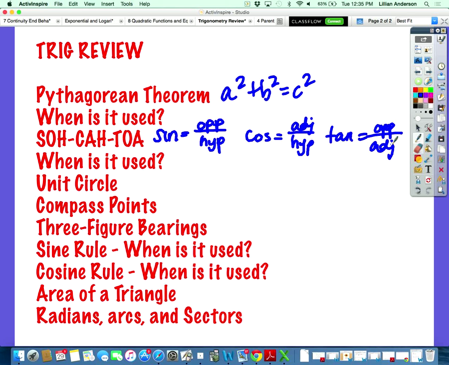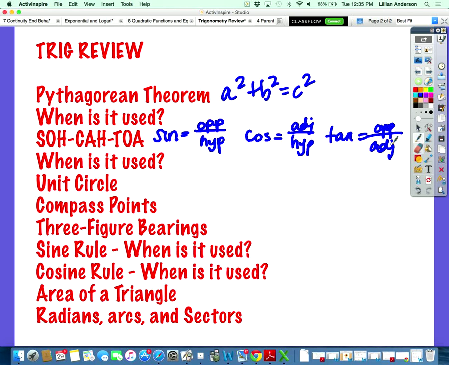What is the radian measure for 315 degrees? 7 pi over 4, because 315 degrees is located in your what quadrant? Fourth quadrant. Make sure you stay in your circle.